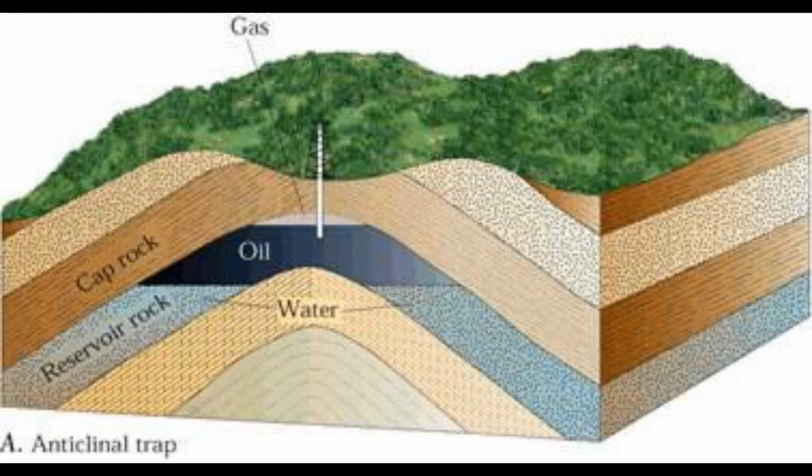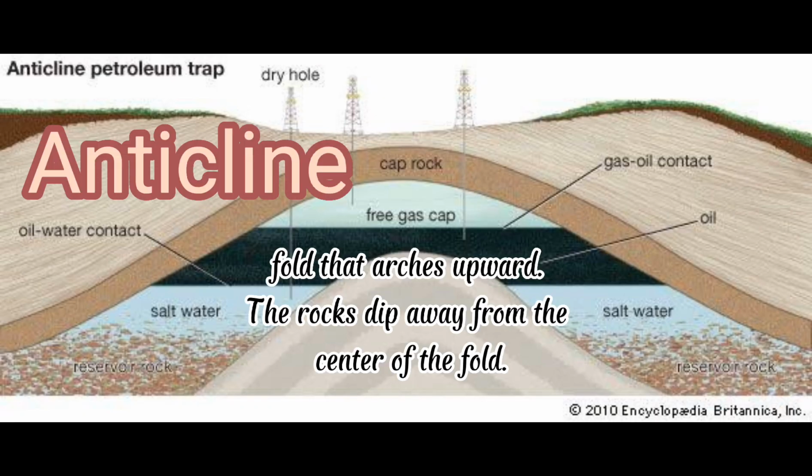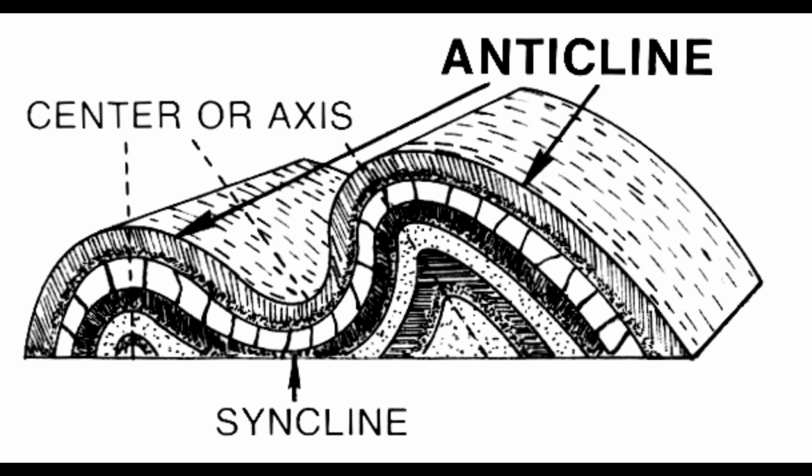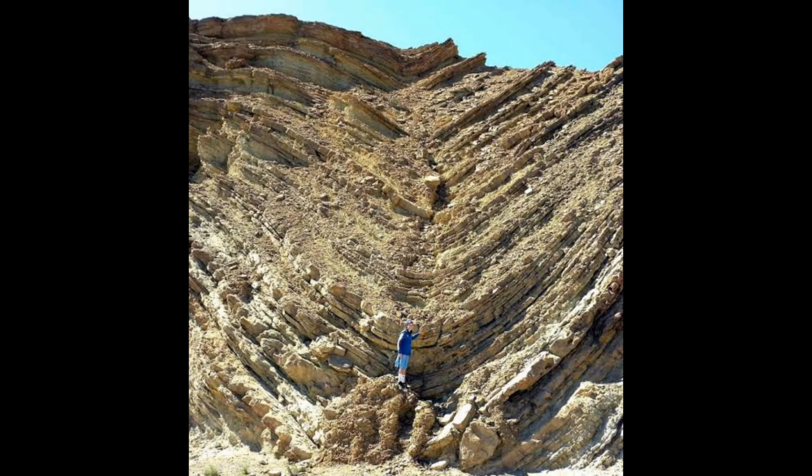Second is the anticline. An anticline is a fold that arcs upward, and the rocks dip away from the center of the fold. The top of the arc is called the crest. The oldest rocks are at the center of the anticline, and the youngest are draped over them. Sometimes these older rocks become exposed. If it's fairly round, it is called a dome.